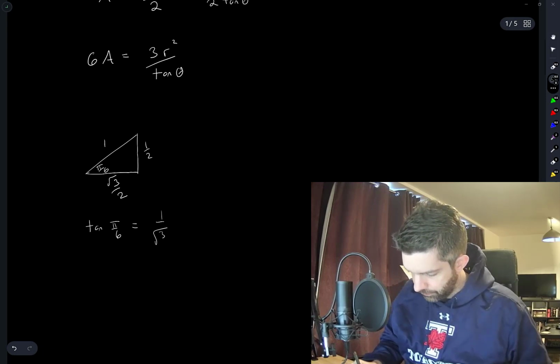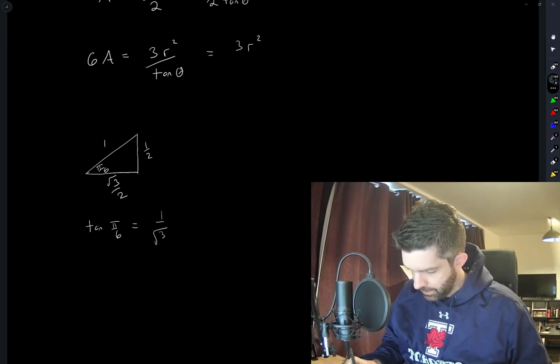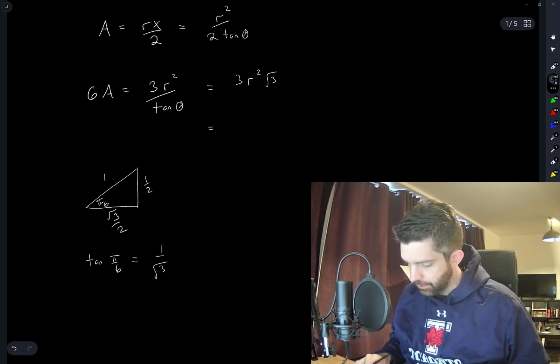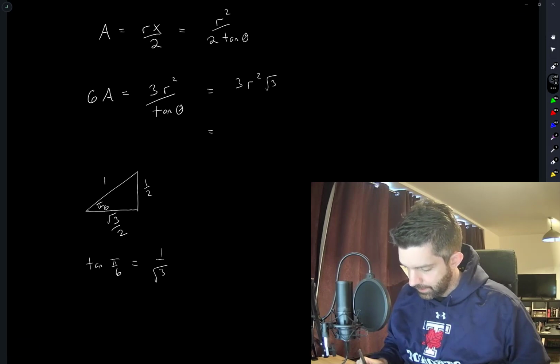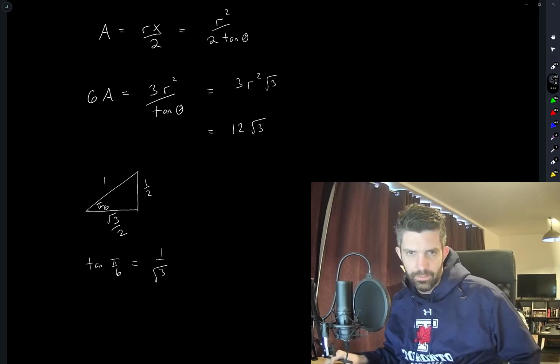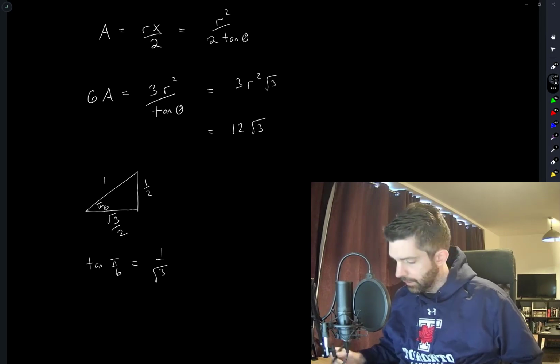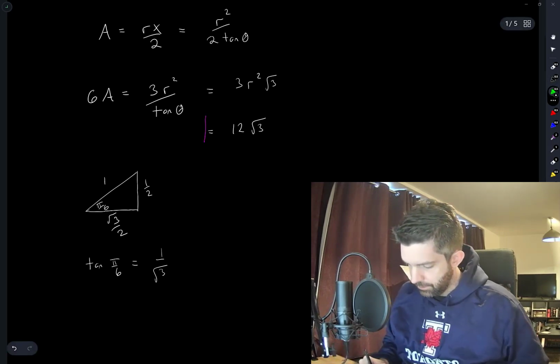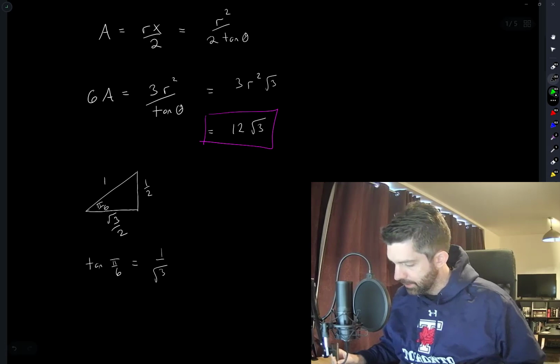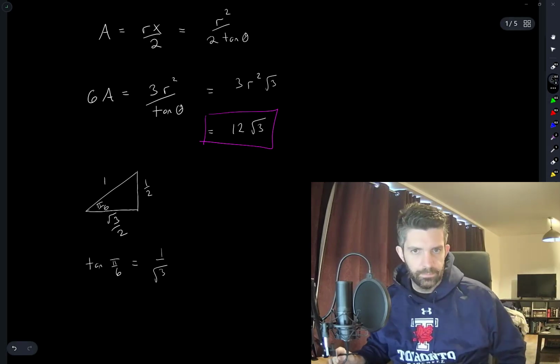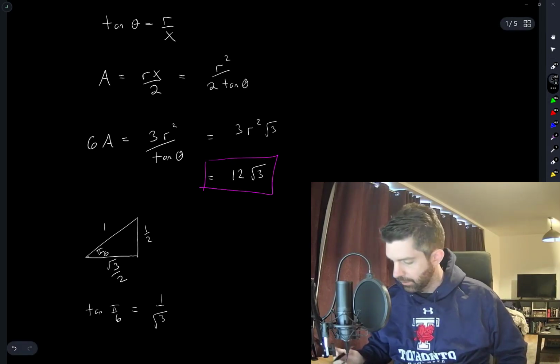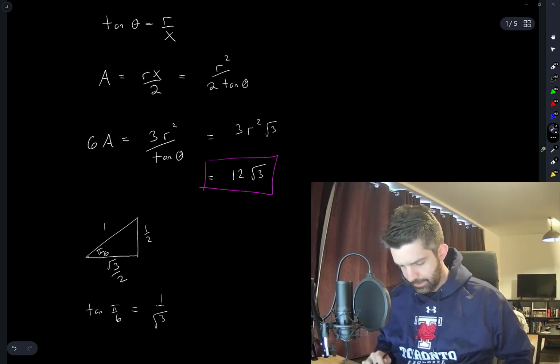Okay, so this 6a is equal to 3r squared times root 3. If I now substitute r equal to 2, I get 12 times root 3. Is that one of the options? It is. That's option C. So I'm pretty confident in that now, given that all of my computations result in one of the options given.